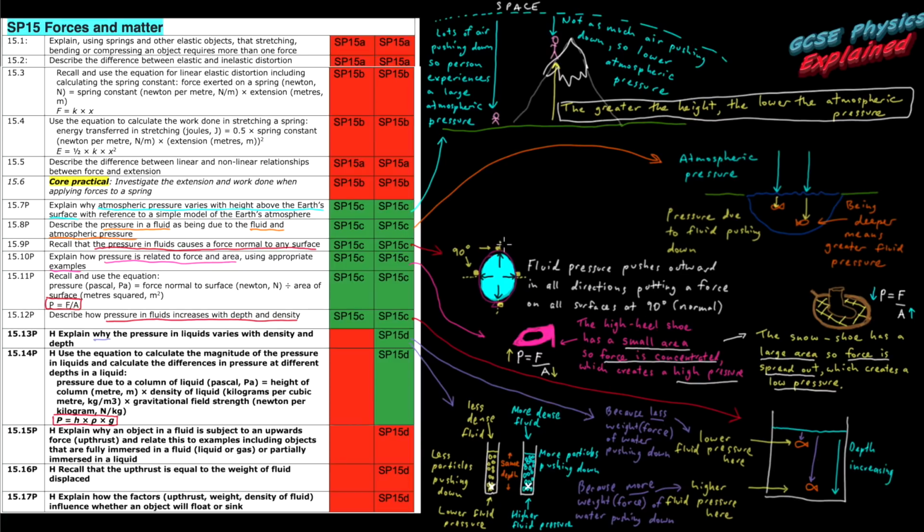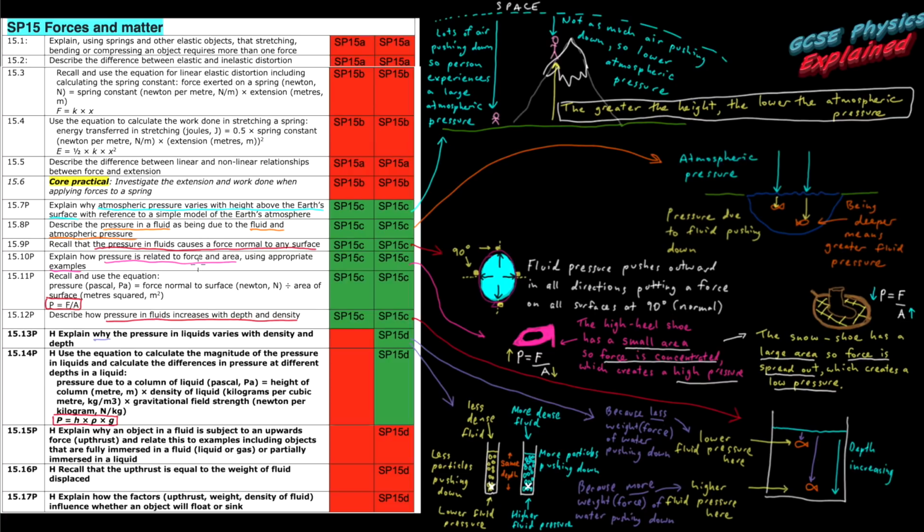So if I pricked the water balloon here, water would squirt out that way. If I pricked a hole in the balloon here, water would squirt out that way. So it doesn't matter where I put a hole in the balloon, water would squirt out at 90 degrees straight out of the water balloon. So that proves that fluid pressure pushes out in all directions, putting a force on the surfaces at 90 degrees.